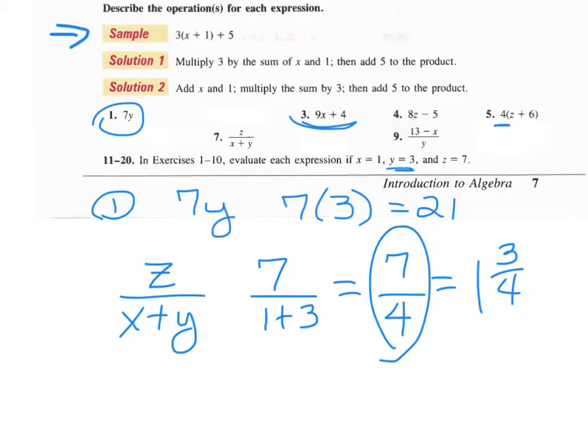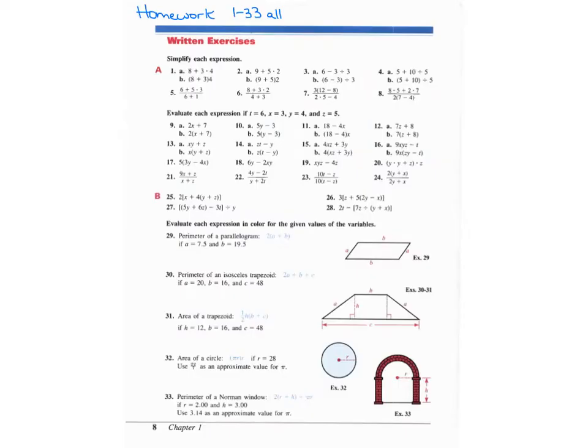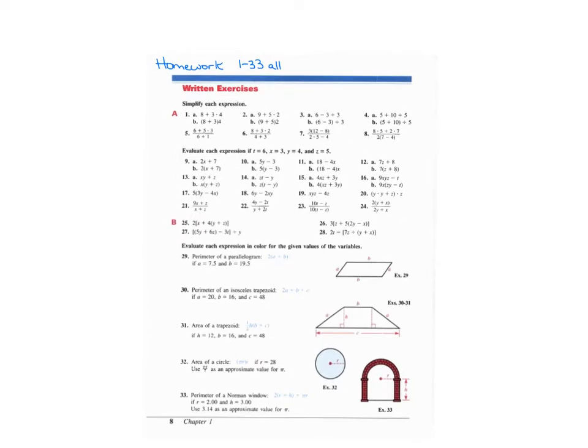All right, let's go on. Everybody's already taken a picture of the homework. Again, the homework tonight for lesson 1-2 is 1 through 33 all. So you'll do that for homework tonight. But I'm going to go ahead and introduce lesson 1-3 today.